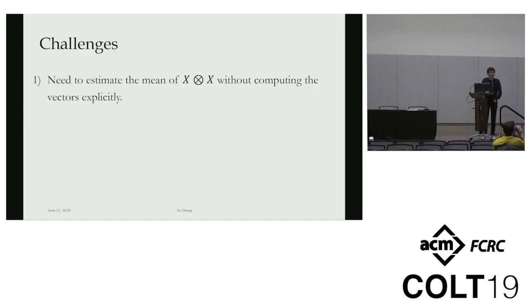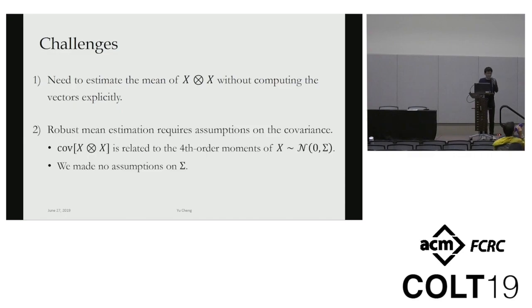The challenges we face in this work: the first, as I said earlier, is that we want to estimate the mean of this d-squared dimensional distribution without actually writing out the samples explicitly. The other issue is that robust mean estimation requires some assumption on the covariance matrix. But in our case, the covariance of X tensor X corresponds to the fourth moment of our Gaussian, and we did not make any assumptions on the Gaussian. Due to time constraints, I'll only be able to tell you about how we address challenge 1.